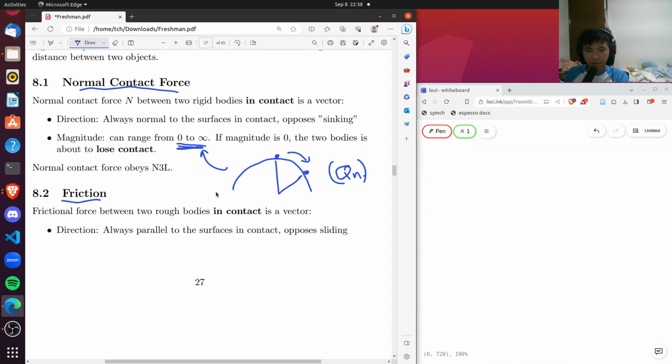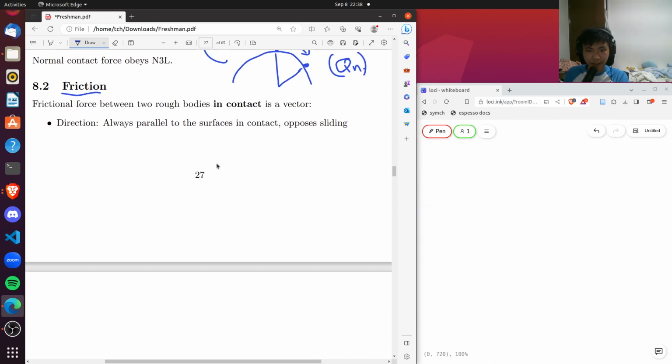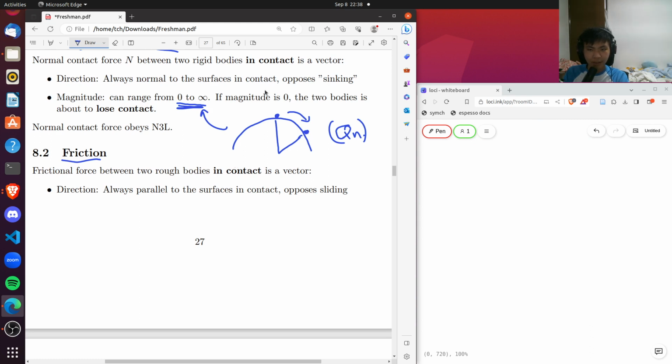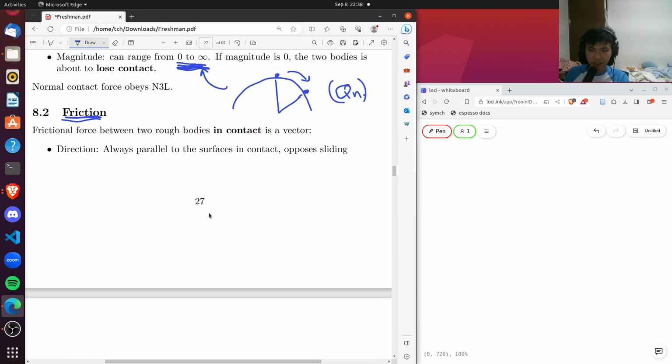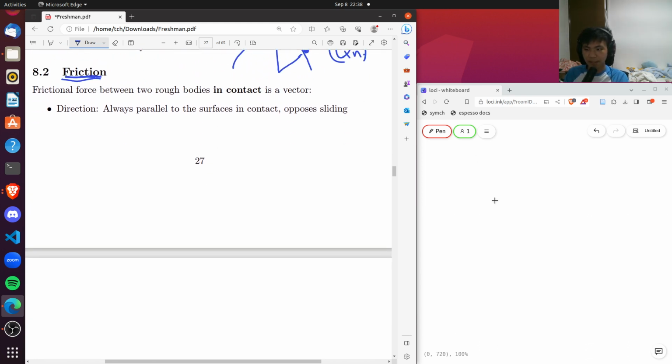The next thing is friction. Just like how the normal contact force cannot hold two objects together, it can only push them apart, friction has certain limits as well. And okay, so the direction of friction is always parallel to the surface of contact. So if I have an object, let's say a table and a cube on it, and let's say there's friction in between.